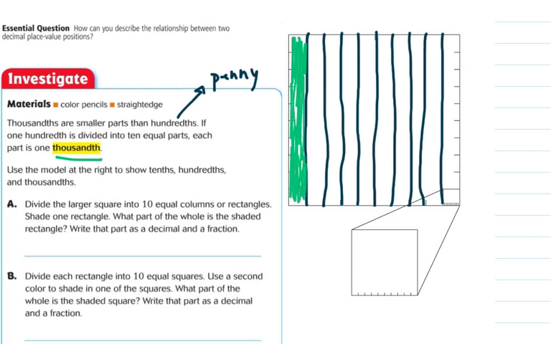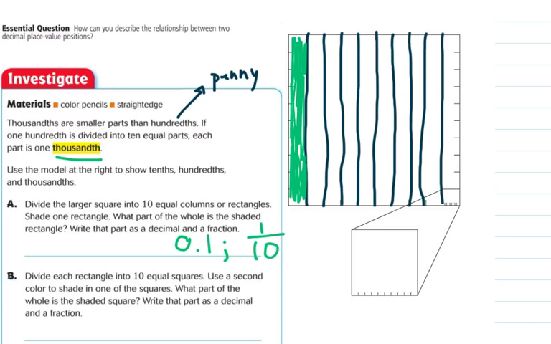Now, boys and girls, we see that there is one rectangle out of 10 whole rectangles that is shaded. So if we were to write that as a decimal, we would say 0.1, or if we were to write it as a fraction, we would say 1/10, because there is one shaded out of 10 rectangles. We're going to go on to B now.